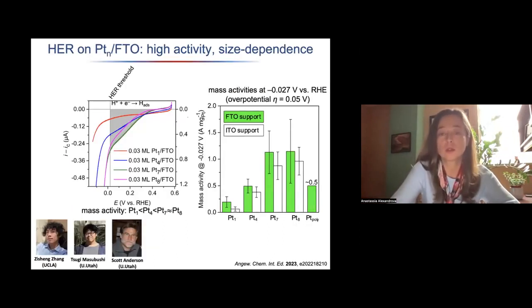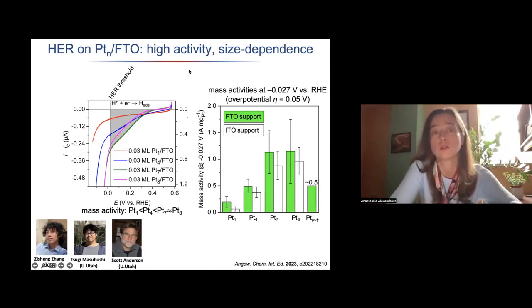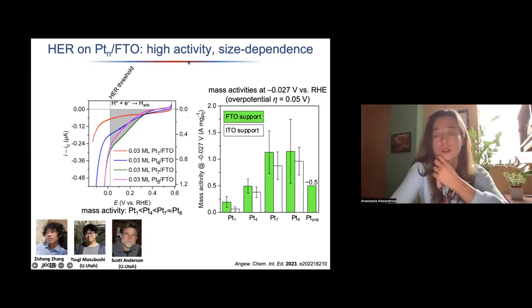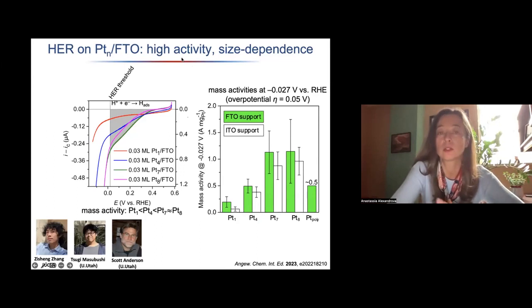Okay, so I'll show you one study of this sort where we study HER, the simple process where we produce hydrogen from H+ in solution. It's catalyzed by platinum clusters, which are mass selected, and they're supported on fluorinated tin oxide, a typical conducting support that people use. And we see a couple of things that are interesting to understand from a fundamental theoretical point of view.